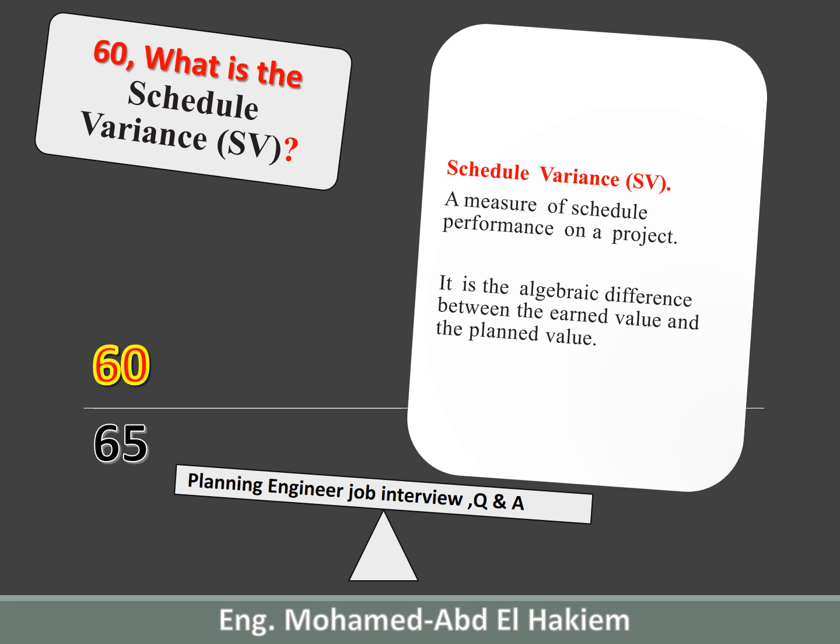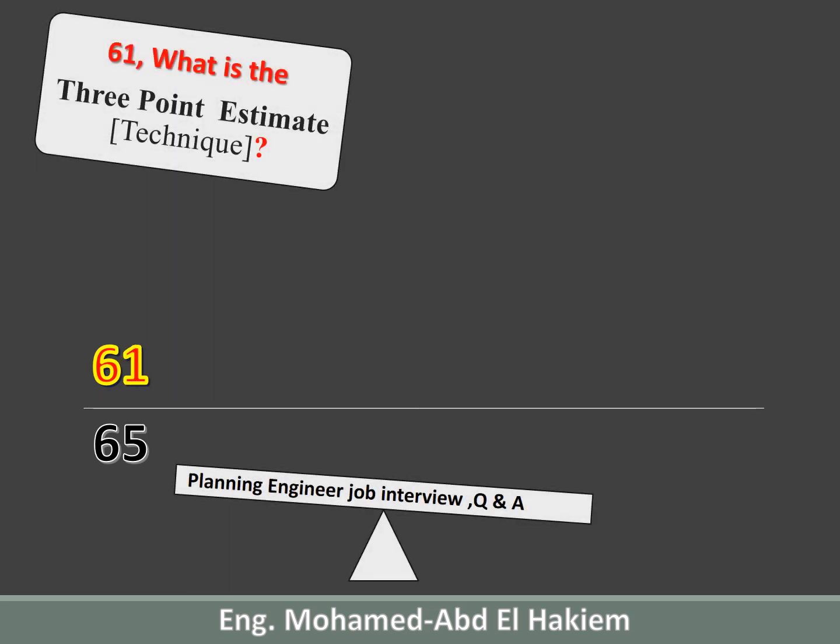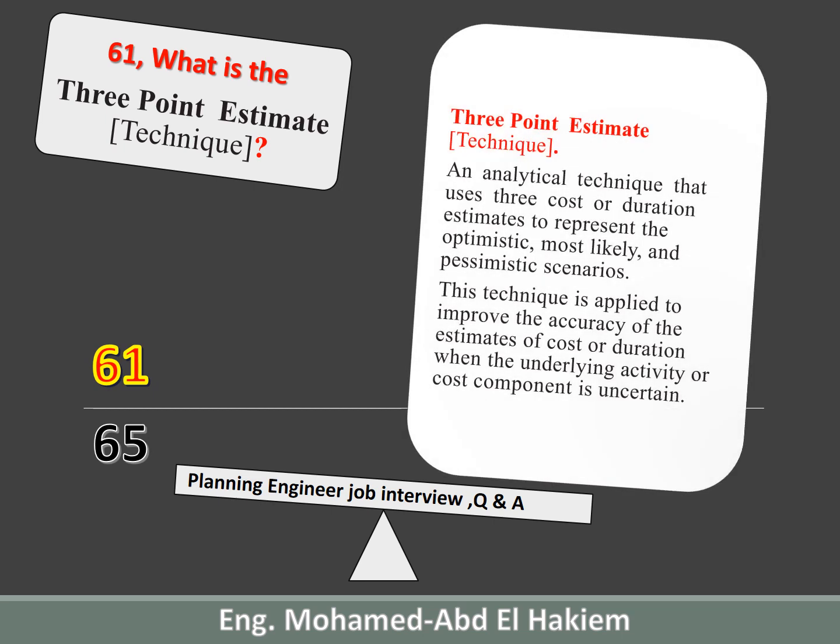61. What is the three-point estimate? Three-point estimate. An analytical technique that uses three cost or duration estimates to represent the optimistic, most likely, and pessimistic scenarios. This technique is applied to improve the accuracy of the estimates of cost or duration when the underlying activity or cost component is uncertain.